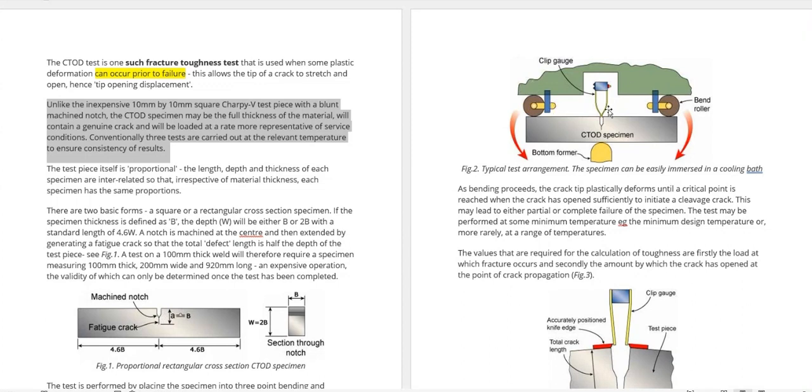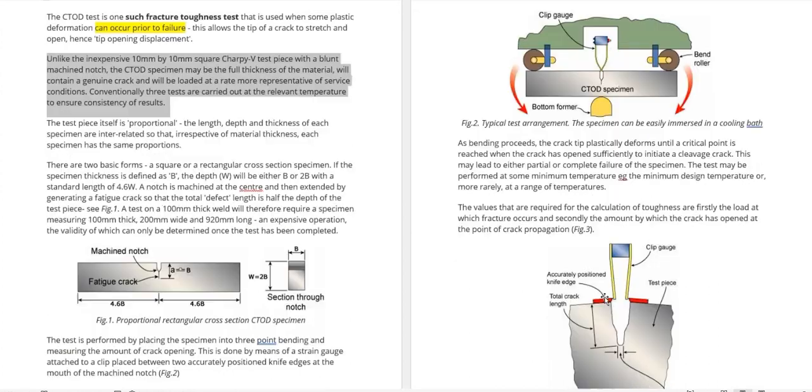You can see here there are the bend rollers and then the bottom former. When they push this load up, it will start to bend and this opening will be expanding. This is the clip gauge. Basically, it's a strain gauge, so we can measure the crack opening displacement. Let us see that one.